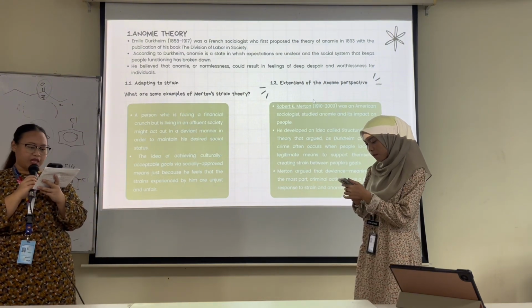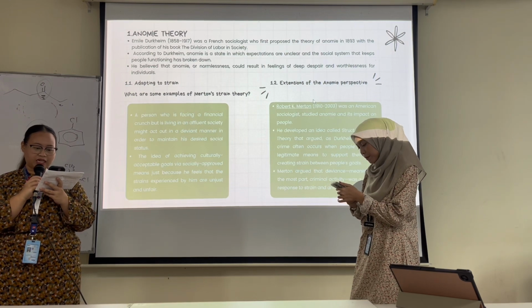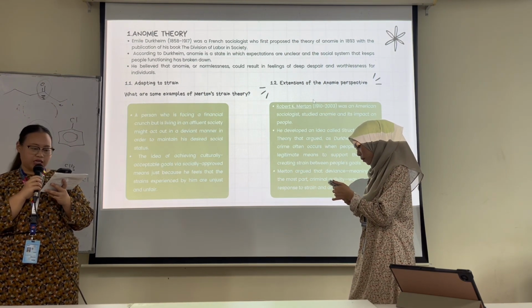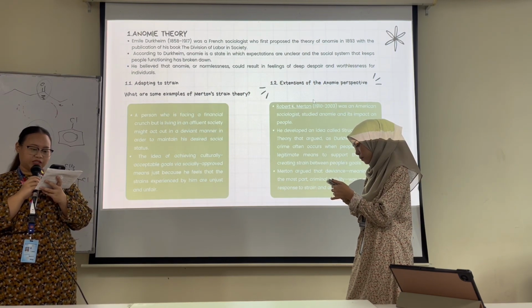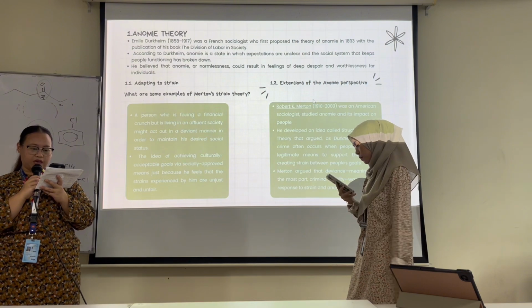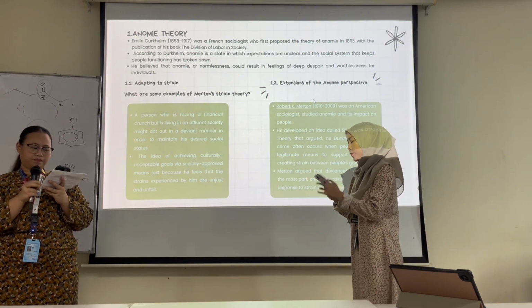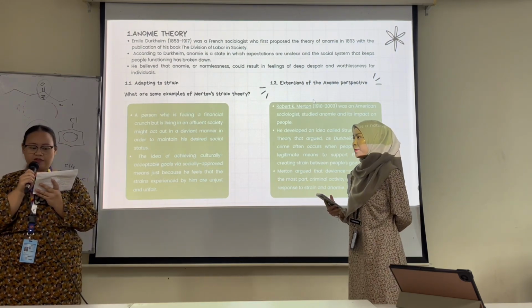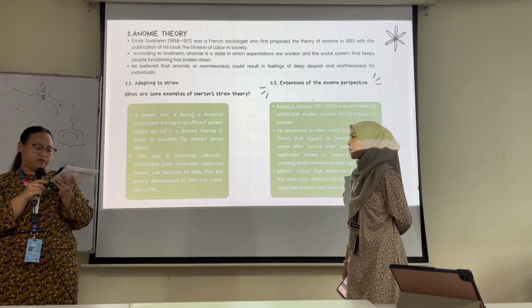According to Durkheim, anomie is a state in which expectations are unclear and the social system that keeps people functioning has broken down. So he believed that anomie, or normlessness, could result in feelings of deep despair and worthlessness for individuals. So for example, people engage in organized crime because they do not have other ways of accumulating wealth.